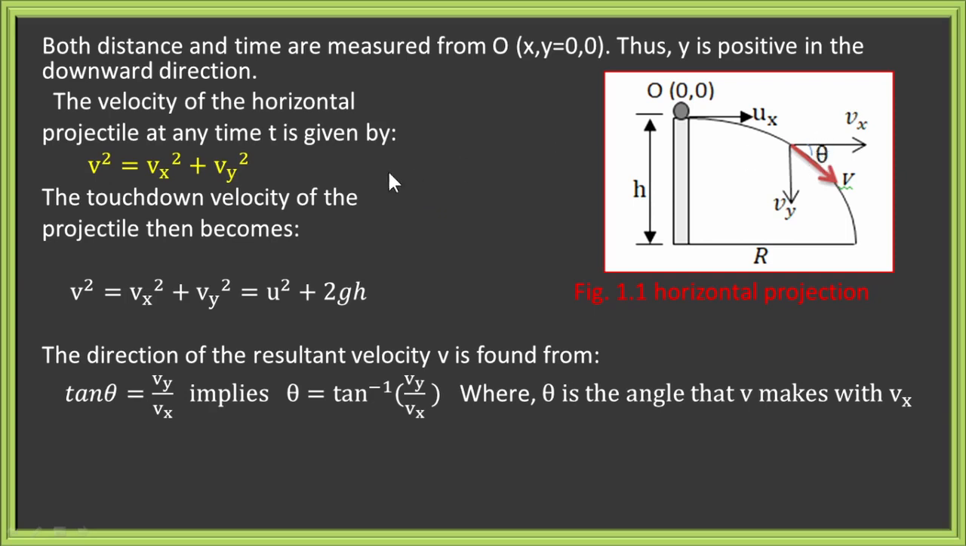angle of 90 degrees. The touchdown velocity of the projectile, meaning the velocity of the projectile when it strikes the ground, is v squared equals vx squared plus vy squared, but Vx is ux, because Vx is equal to ux in case of horizontal projection, and Vy squared is 2gh. The direction of the resultant velocity is found from tan theta equals opposite Vy over adjacent Vx, which implies that theta is tan inverse of Vy over Vx, where theta is the angle that V makes with Vx.